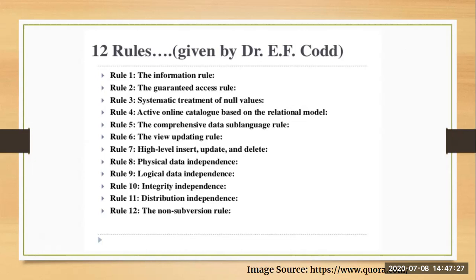Next is rule number 4, that is your active online catalog. So active online catalog is nothing but just like your data dictionary. Okay, so all the descriptions of the database are stored and maintained in the form of tables, and this allows users with appropriate authority to query the information using the same language. And this implies that the data dictionary should also be present within your RDBMS. So whenever you talk about retrieving the information from this data dictionary, we are using a language that is called your SQL language.